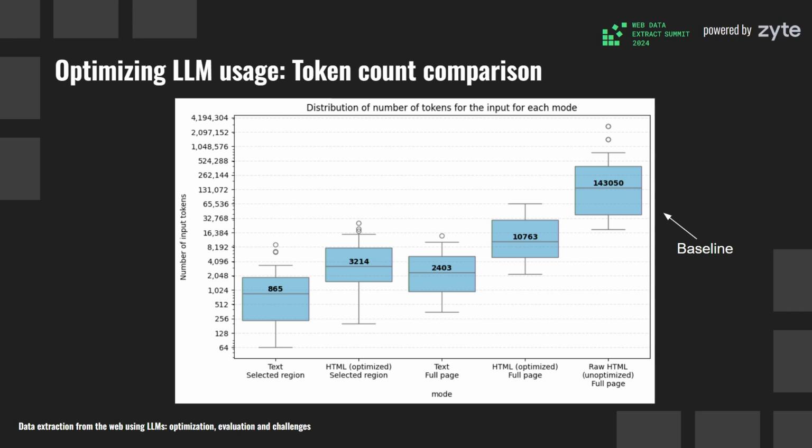So just applying the first optimization that I mentioned, cleaning the HTML, already brings down the median to 10,000 tokens.